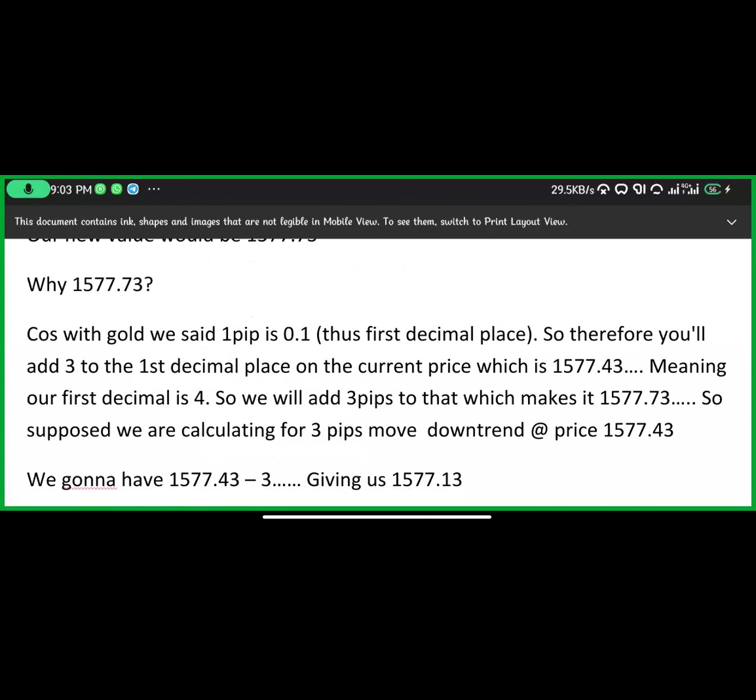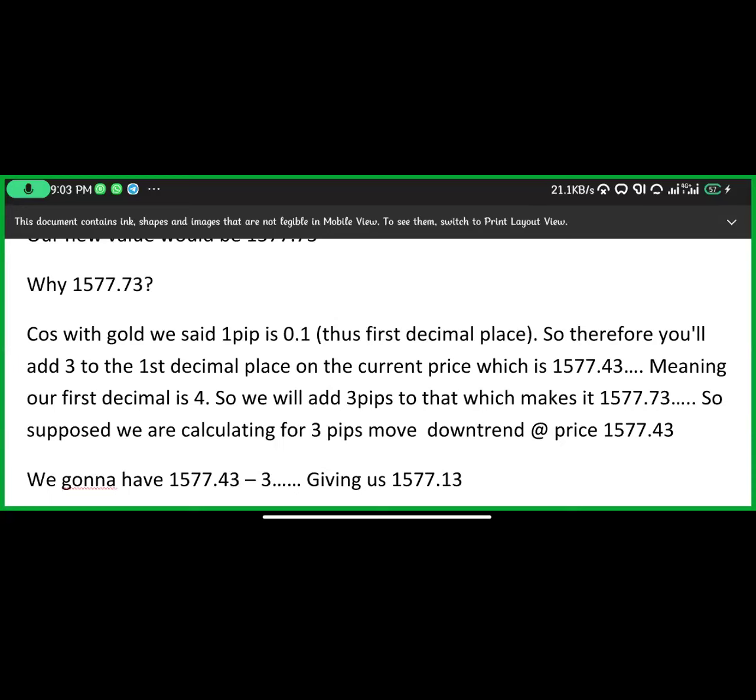Meaning that our first decimal is what? Is 4. So we are going to add 3 to that first decimal. I'm using the shortcut method now. I'm still going to explain about the long cuts. Do you get it? So if you add 3 to that 4, it's going to become what? 7. That means gold has moved 3 pips upward, which is going to give us what? 1577.73.